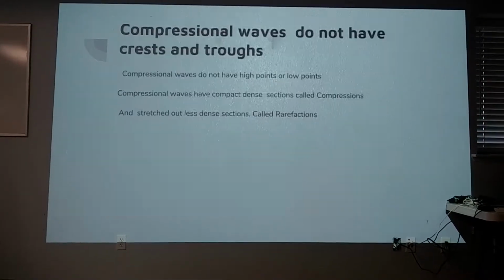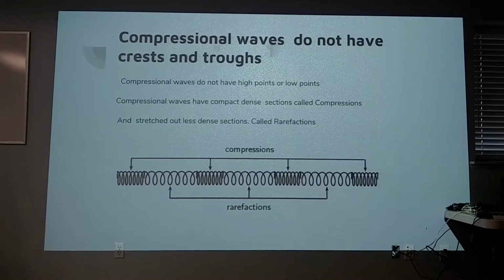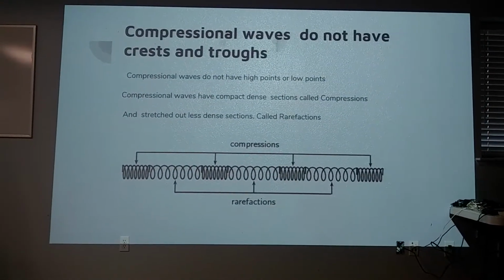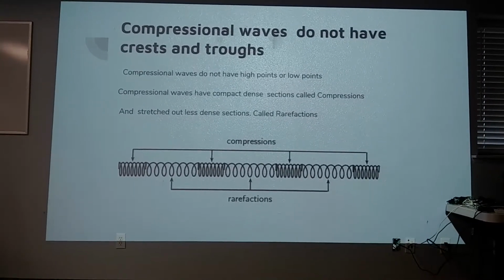Compressional waves do not have high points or low points. They have compressed parts and they have stretched out parts. The compressed parts are called compressions, and the stretched out parts are called rarefactions.